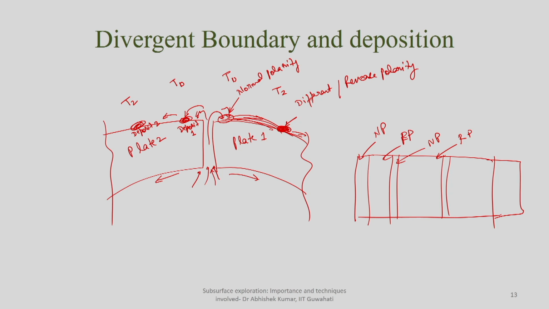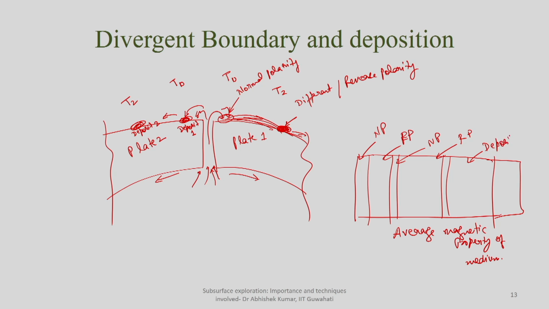Now, this is going to give you an idea about the average magnetic property of the subsurface medium. This is the overall understanding of why the magnetic field comes into the picture, and how these magnetic properties are getting stored in the depositions. So, these are basically the depositions of rocks containing magnetic mineral.